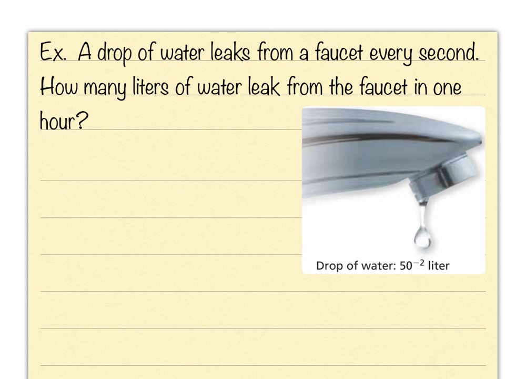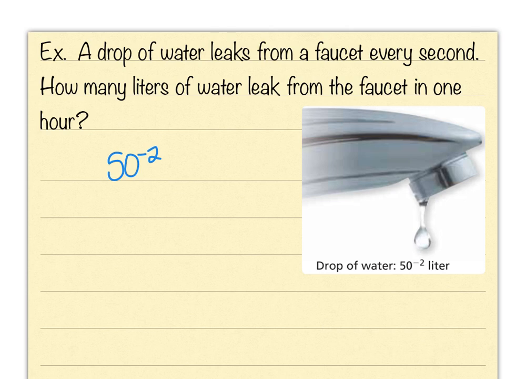In the last problem here, it says a drop of water leaks from a faucet every second. How many liters of water leak from the faucet in 1 hour? What does it say down here? It says drops of water. Every drop of water is 50 to the -2 liters. And so every second, one of these drops is leaking. Okay? So it says how many liters of water would leak in 1 hour?